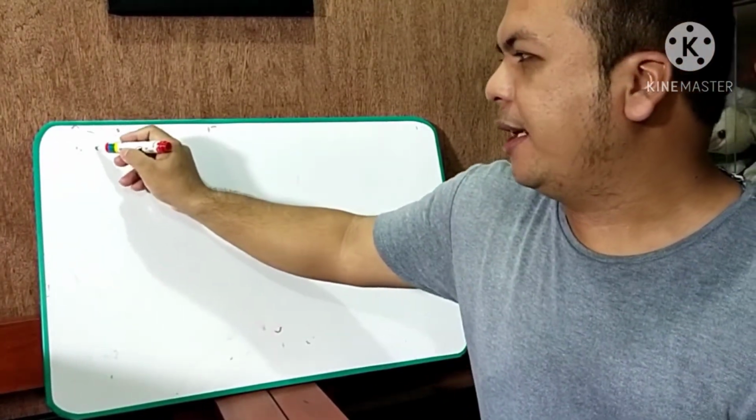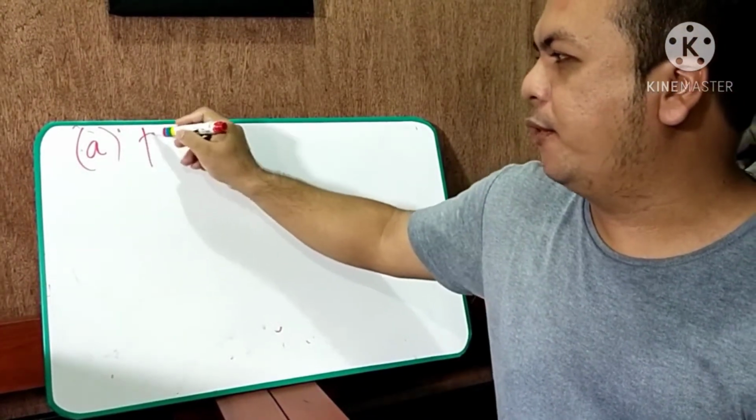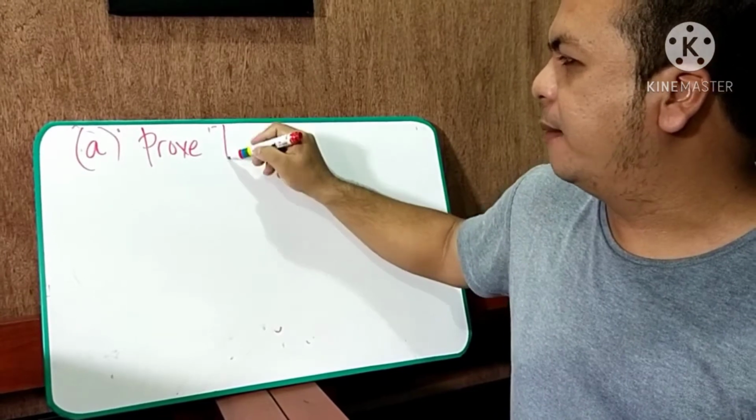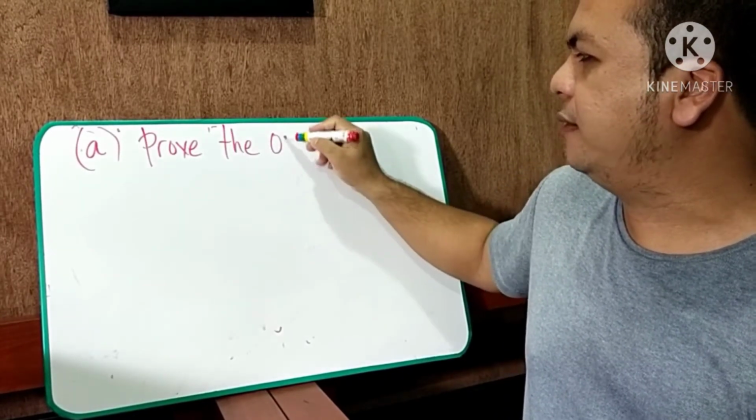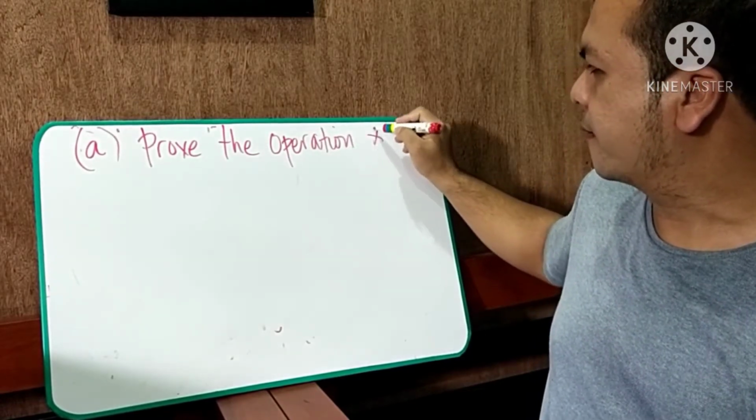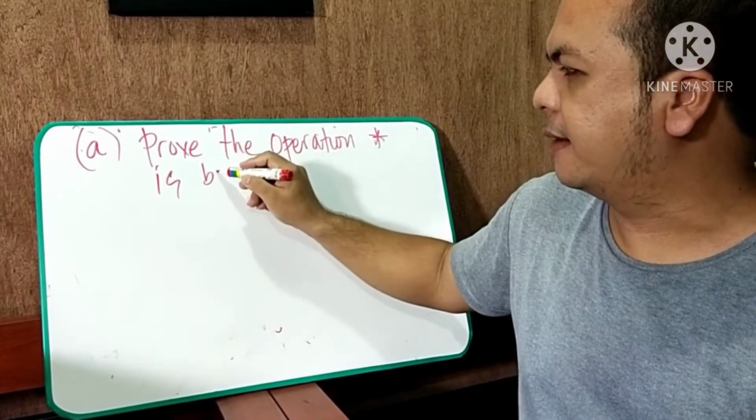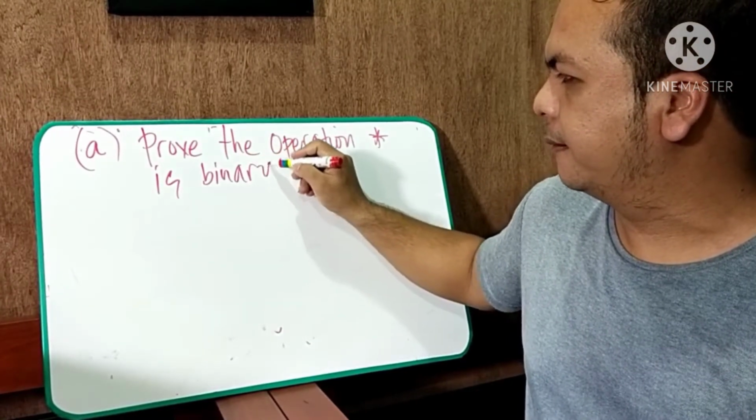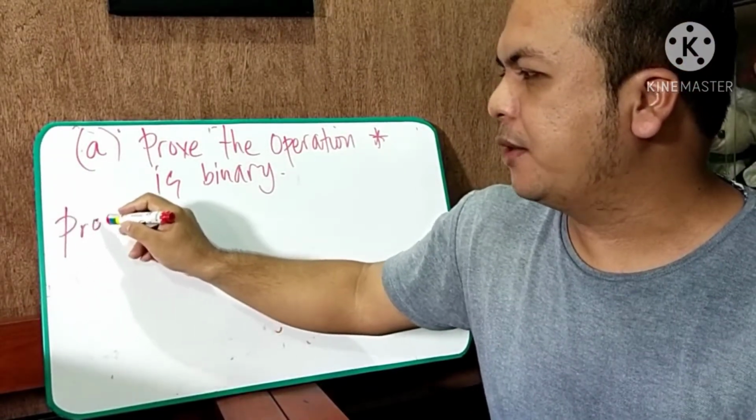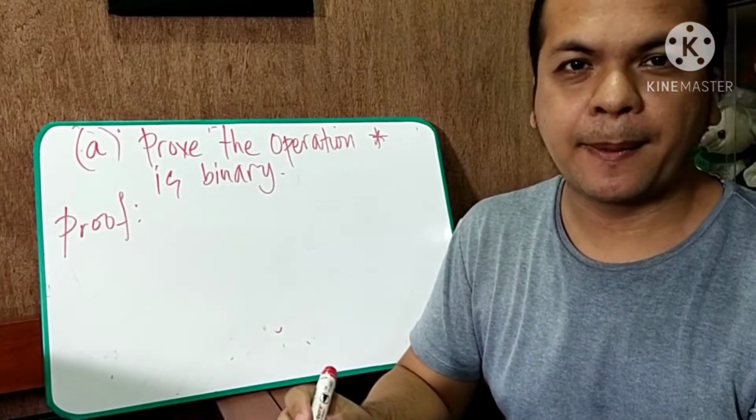So, isulat ko ulit yung una natin gagawin. Okay? That is, prove natin na yung operation star, okay, is binary. Okay. So, paano natin ipoprove na yung operation star is binary? Okay.